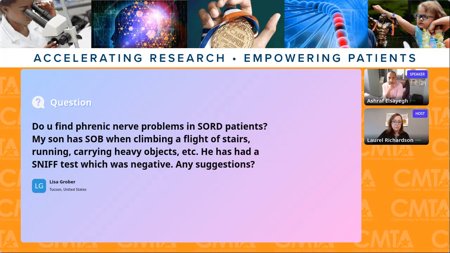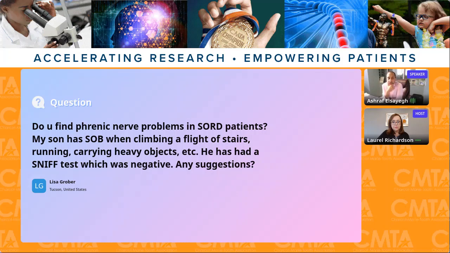So yes, some patients have already had sniff tests, and you guys know what that is, which is good. The sniff test is just one test. It's not by any means the standard of knowing if you have diaphragm problems. Can patients have phrenic nerve problems? I don't see why they can't.